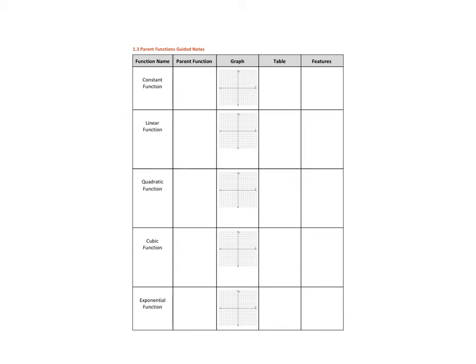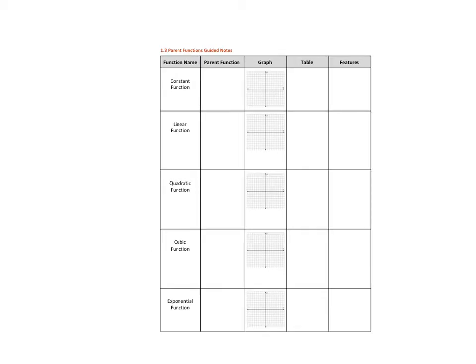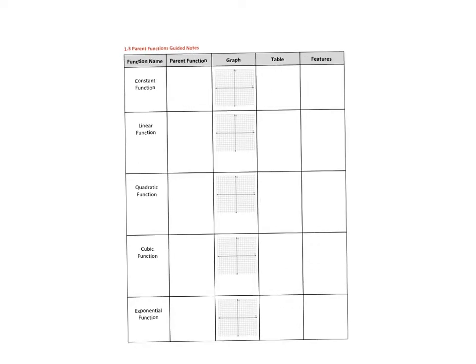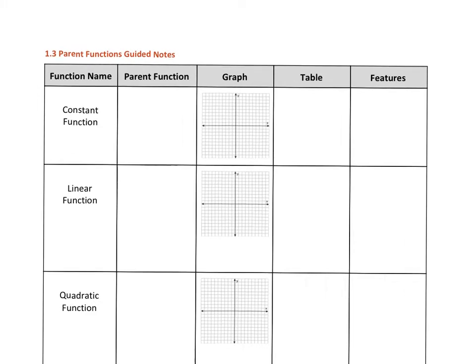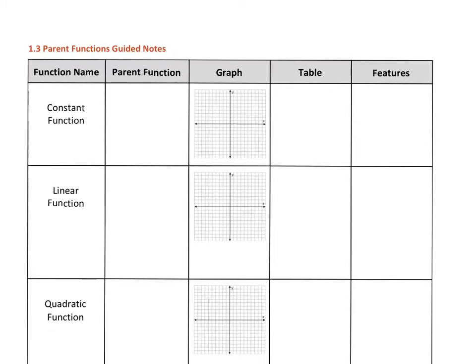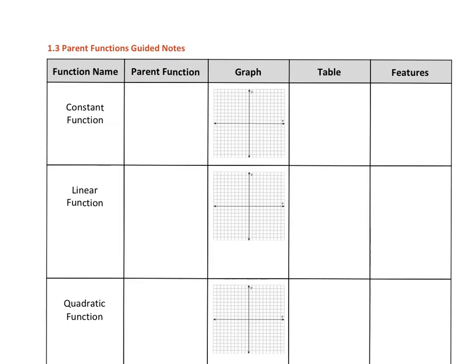In this video, we're going to be looking at different functions, their parent functions, the graph, the table, and just a couple of key features. So we're going to start off with a constant function. The parent function would be f of x equals k. So this is just when you have like y equals 3. There's just a constant. You don't have an x, you don't have any other variable, it's just a number.